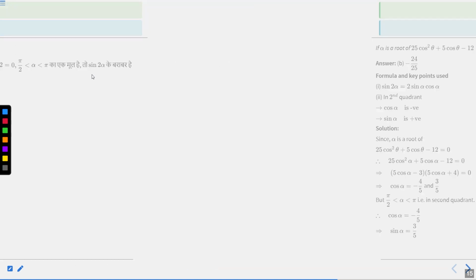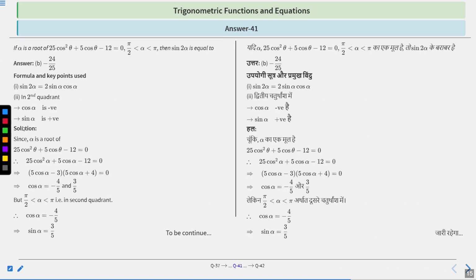Okay, let's move to the solution part. The formula and key points that will be used in this question: we know that sine 2 alpha is equal to 2 sine alpha cos alpha, and in the second quadrant cos alpha is negative and sine alpha is positive, right? Now solution, since alpha is the root of this given equation, therefore alpha is the root of the equation 25 cos square theta plus 5 cos theta minus 12 is equal to 0.